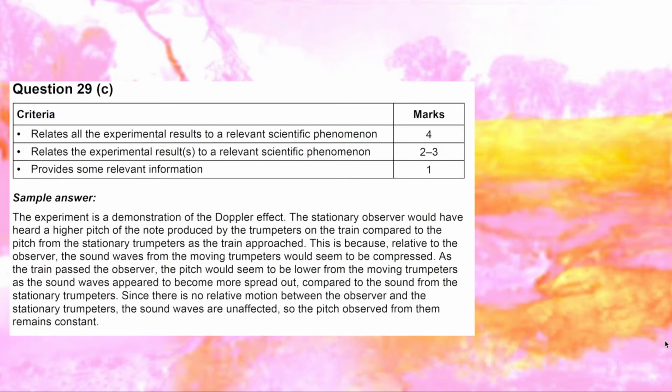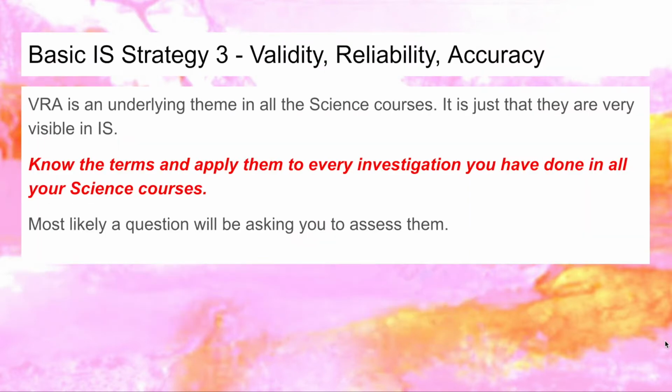That's probably one of the hardest things, making sure that when you are looking at the expected results, you clearly link back to the question. The expected answer here is that you have to relate all the experimental results to the phenomenon. So you need to explain why you drew those two graph lines, or those two sets of data. Now, one of the things as well, which was asked in a couple of questions here, and is another basic strategy to consider, is validity, reliability, and accuracy.